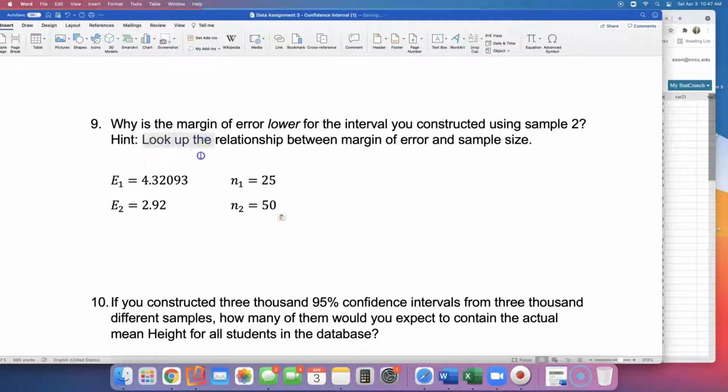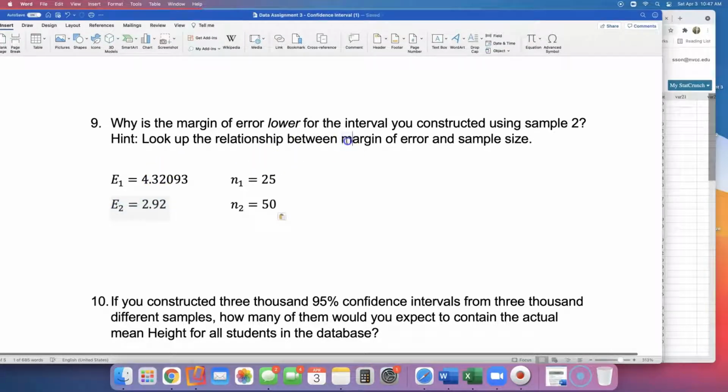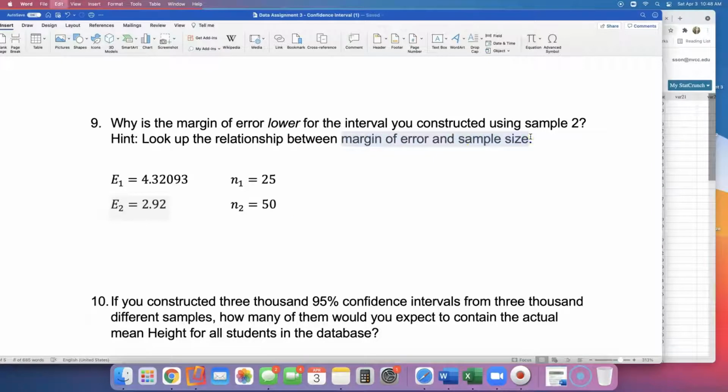You may also Google it. Look up the relationship between the margin of error and sample size. What I saw is that if we have more people in our sample, we're going to have a little more accurate confidence interval with a smaller margin of error. So as sample size increases, the margin of error decreases. You can write that down, or you can Google search margin of error and sample size.